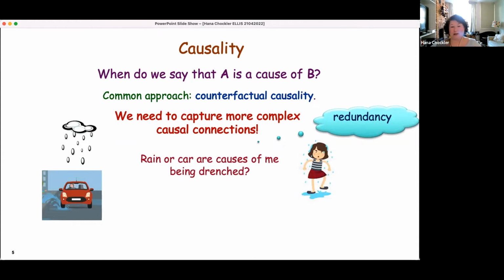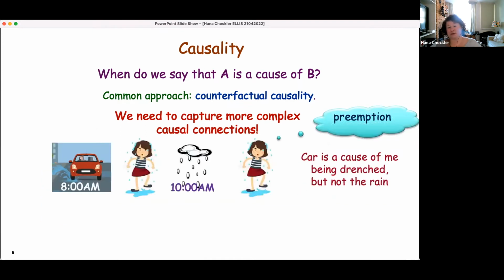Now, is it the rain or the car that is the cause of me being drenched? So clearly, if we apply just simple counterfactual reasoning, none of those is a counterfactual cause, because had it not been raining, I would still be drenched because the car splashed on me. And had the car not driven by and splashed on me from a puddle, I would still be wet because it was raining. So clearly something is missing here. Something else is needed to capture these causal connections in the presence of redundancy.